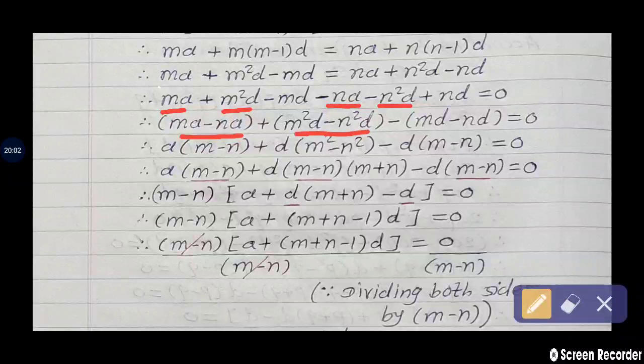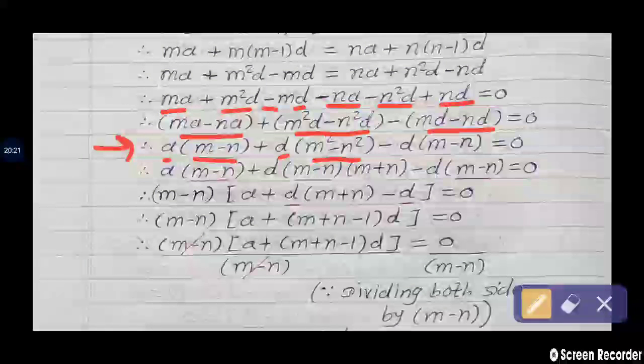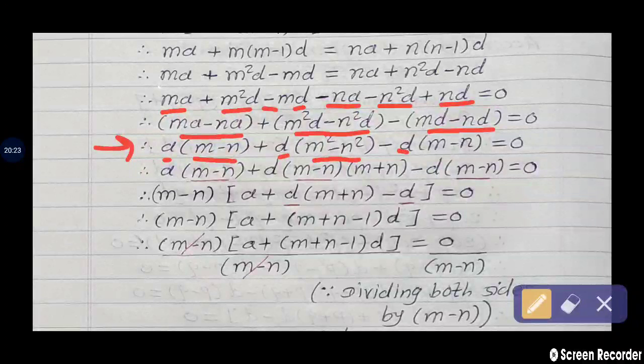So the minus sign we are taking common. So minus sign is common. So plus md and minus nd, that is in one bracket. In the next step, in the first bracket a is common. What remains? m minus n. In the second bracket d is common, in bracket m square minus n square, minus d in bracket m minus n is equal to 0.